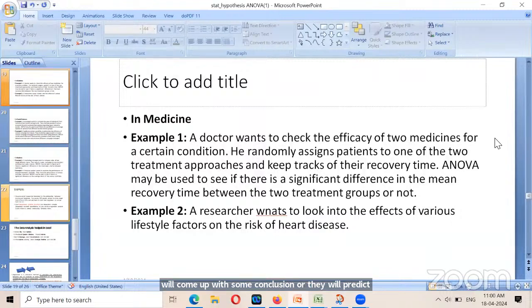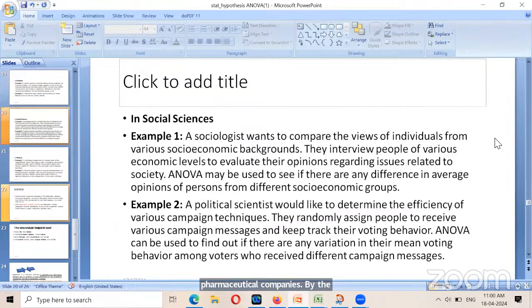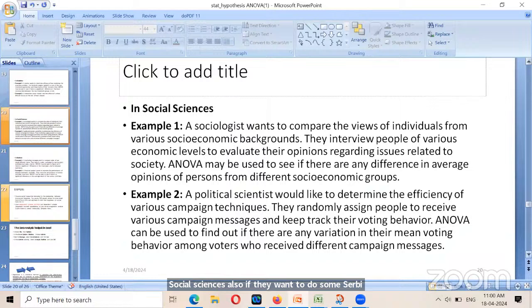Okay, so the ANOVA test is very heavily used in pharmaceutical companies and by psychologists, doctors, and teams of psychologists. Okay. Social sciences also, if they want to do some survey, then from that survey, they will apply some ANOVA test on the inputs given from the survey, and they will come up with the conclusion.